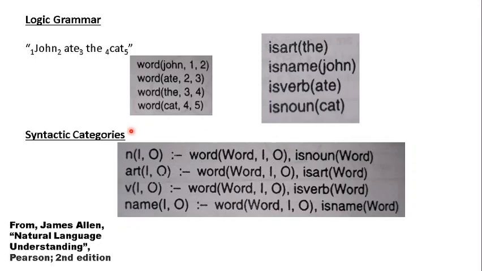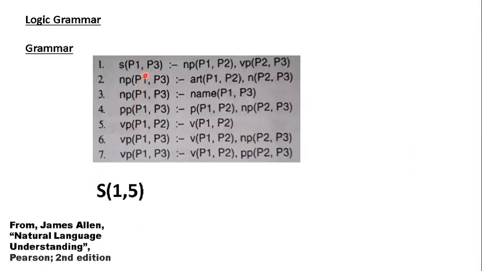When we come to the grammatical rules, the rules are again in the form of predicates. We have a sentence which is composed of a noun phrase and a verb phrase, and here P1 and P3 indicate positions. It means that if the sentence starts at P1 and ends at P3, we have a noun phrase spanning from P1 to some point P2, and from P2 to P3 we have a verb phrase. So like that the grammar goes on.